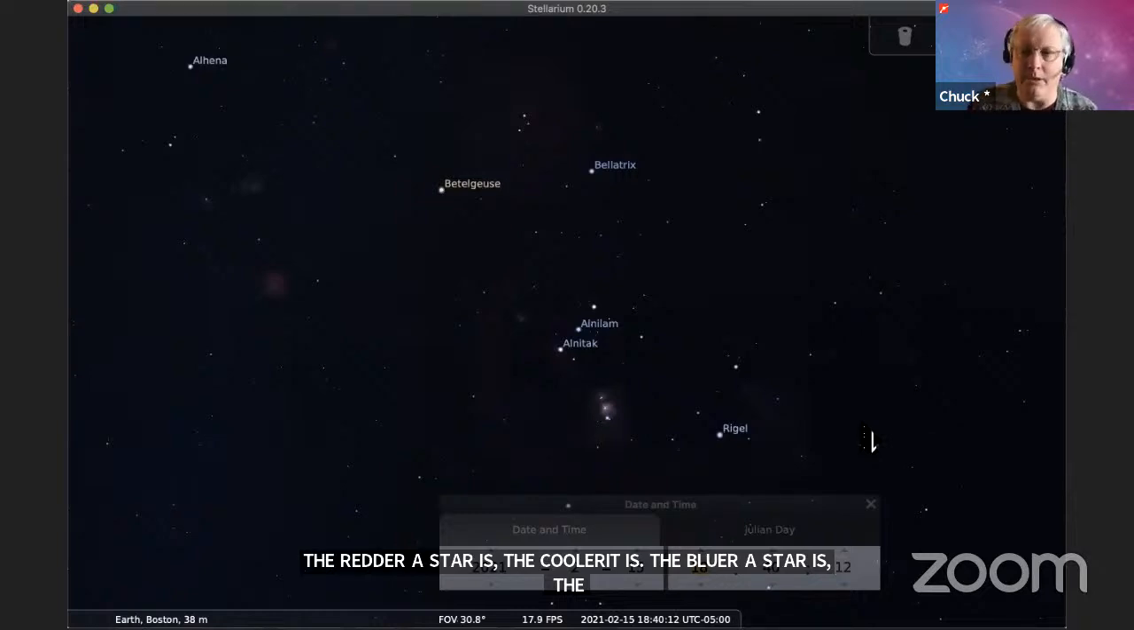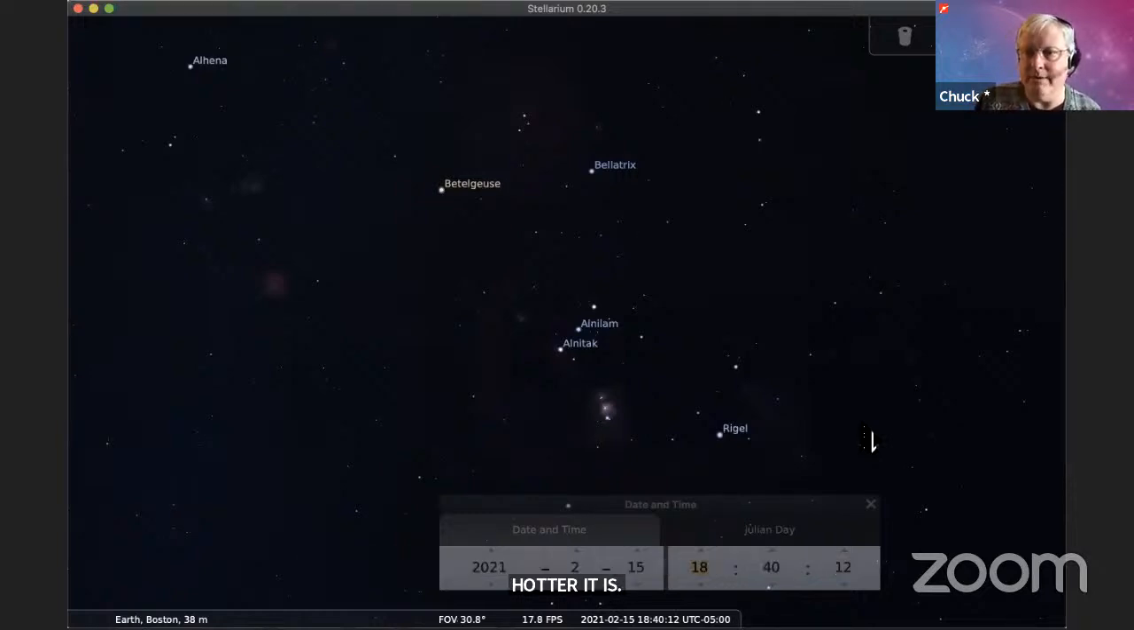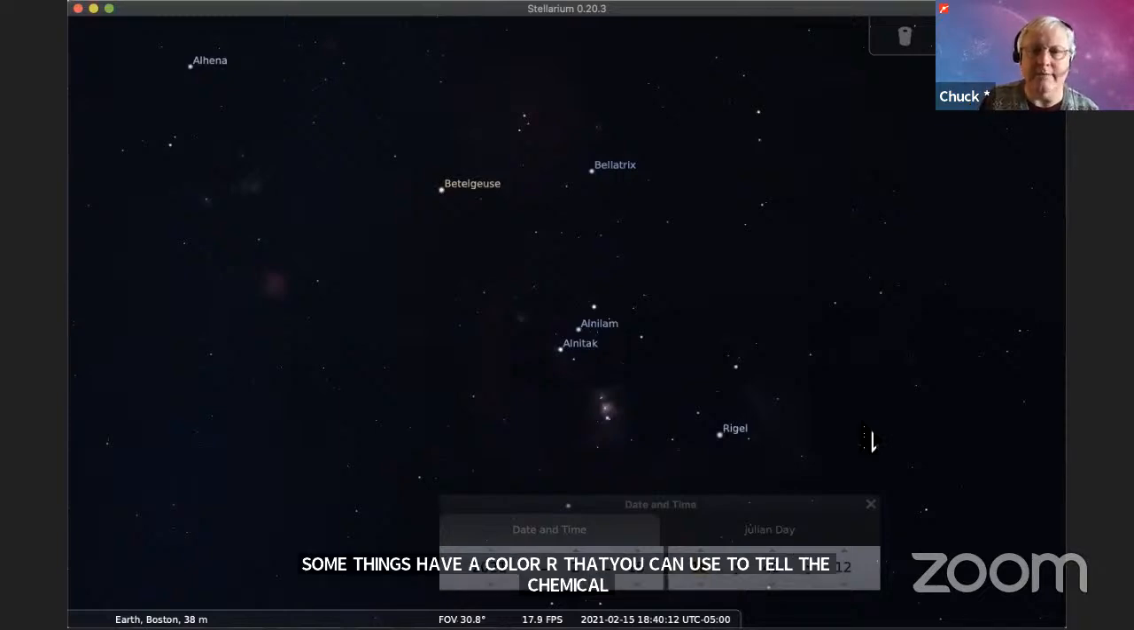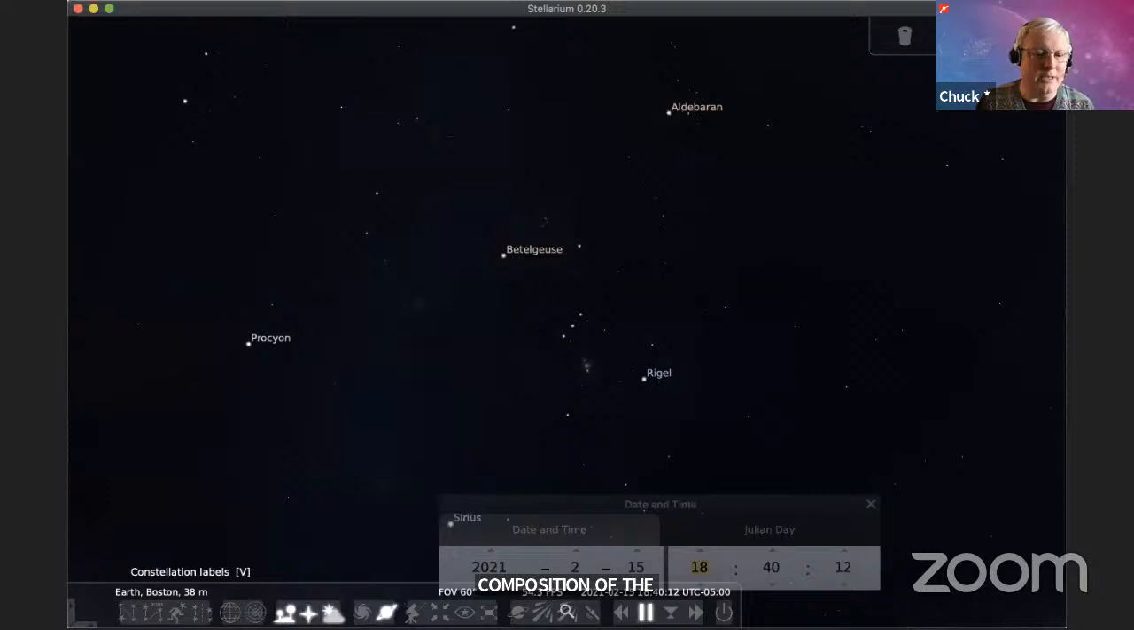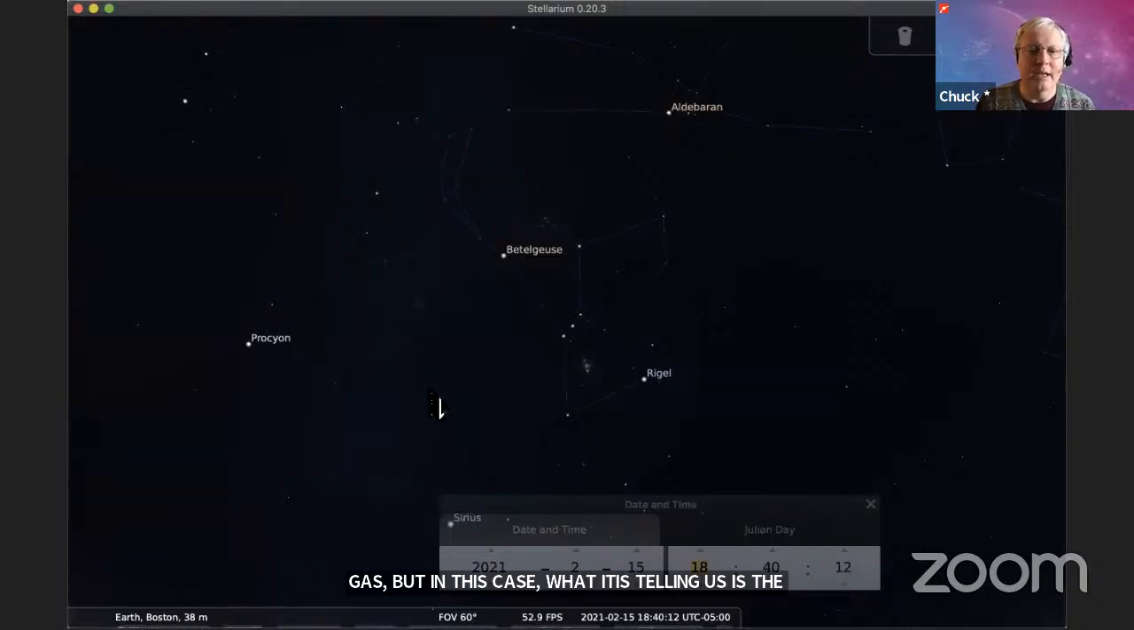A lot of people said chemical. A lot of people said what the chemistry of the star is, what kind of gases it's made of. Some things have a color that could be used to tell the temperature. It could be used to tell the chemical composition of the gas. But in this case, what it's really telling us is the temperature of the star. In the case of nebulas, you can tell if it's hydrogen gas, if it's got a red light and so forth. Now, this is a different thing going on here. So that is Orion. We'll put its lines back up there.